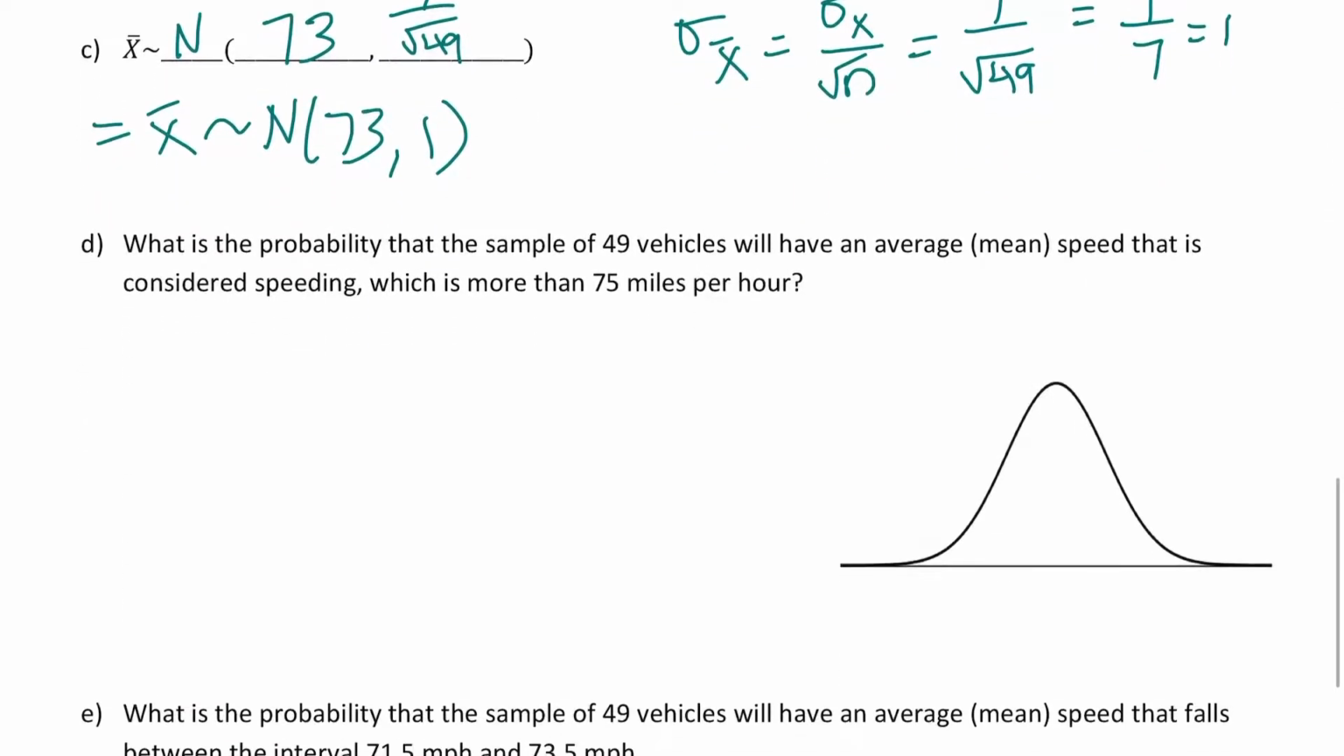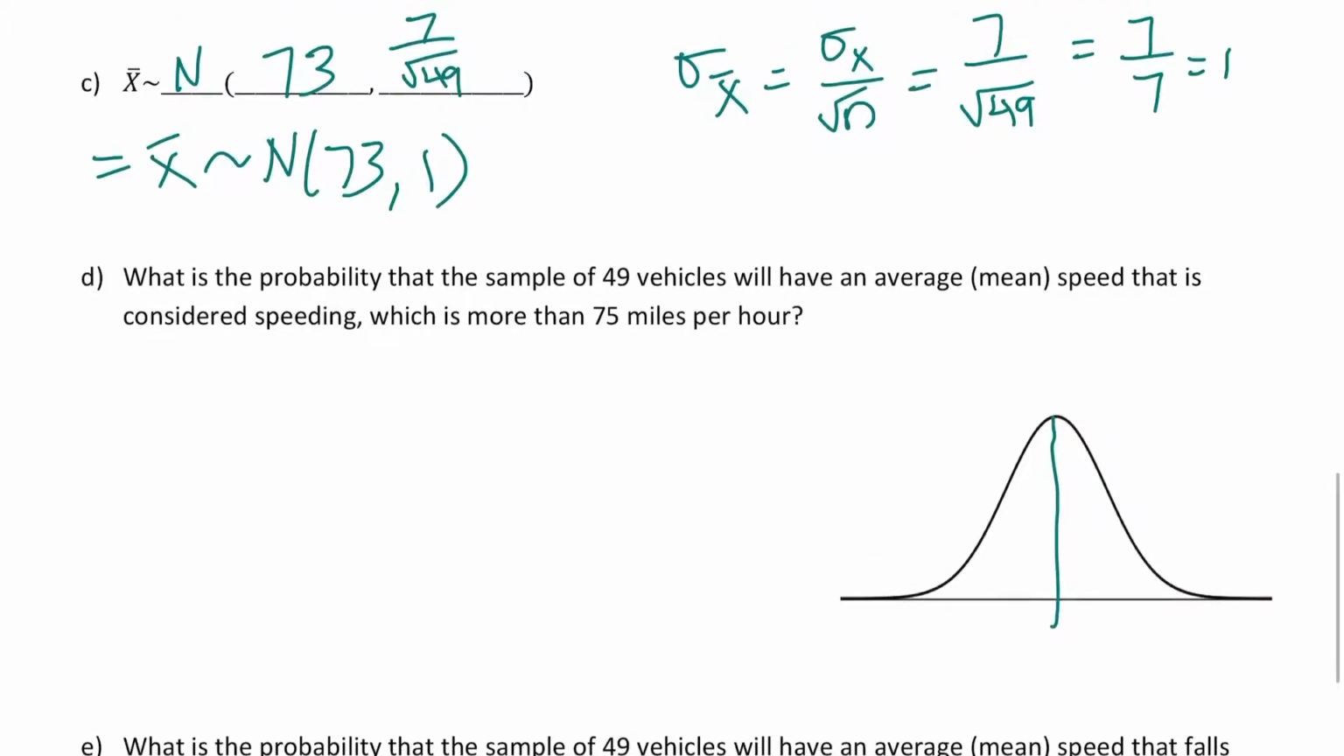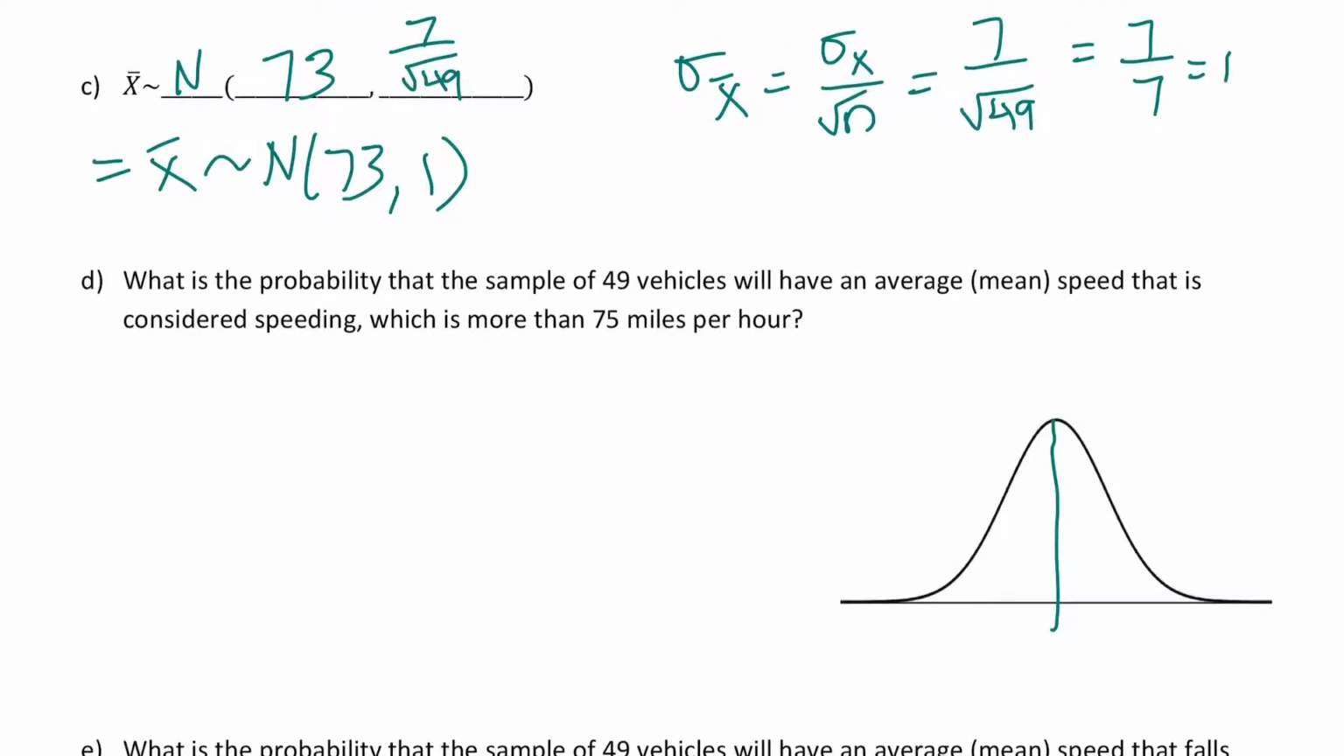All right, so what's the probability that the sample of 49 vehicles will have an average mean speed that is considered speeding? That's more than 75 miles per hour. So let's make my graph. In this case, I'm making my graph based off of this normal distribution of x bar. So smack dab in the middle is 73. I have my standard deviation right here, which is 1.